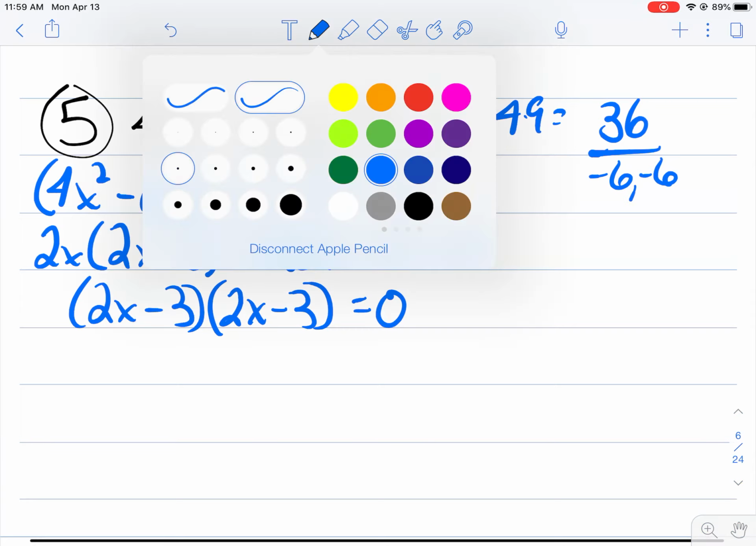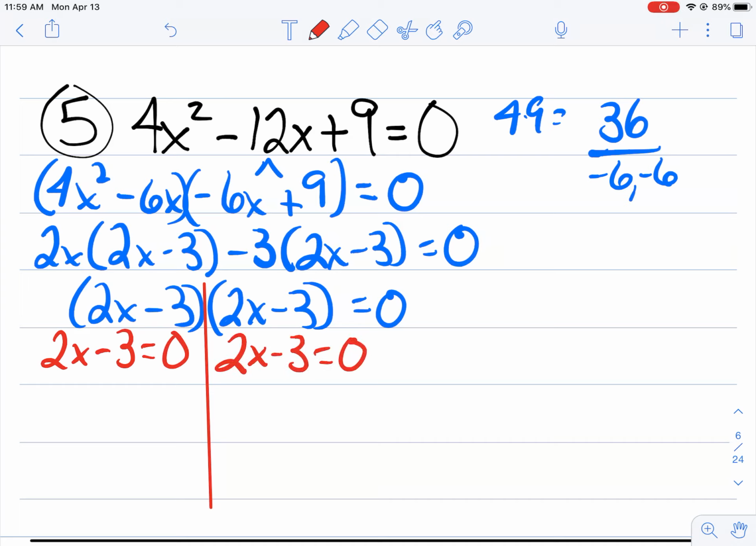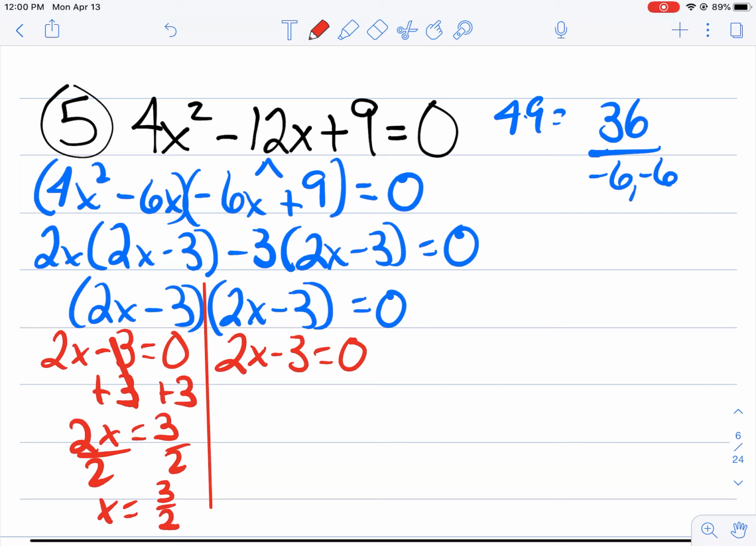Okay, so you're going to get the same answer when you solve them. So I'm going to draw my line, just like that, and I get 2x minus 3 equals 0, and again, 2x minus 3 equals 0. So I'm only going to solve it once, because I know that they're going to be the same. So I get 2x equals 3, divide, and you get x equals 3 halves. Okay, and over here, you get the same thing. You get x equals 3 halves. Because it works out the same way.